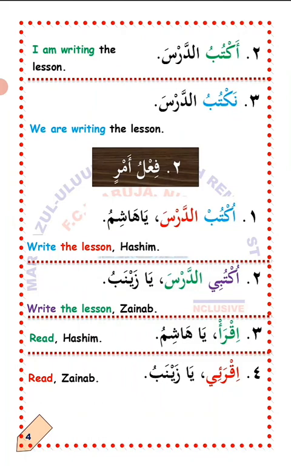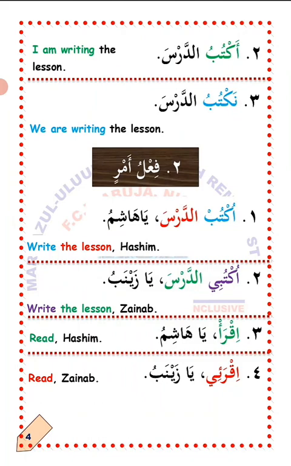Ithnan, number 2. Aktubu darsa. I am writing the lesson. The Hamza means I'm talking about myself. Aktubu darsa, I am writing the lesson. So aktub is an example of fi'lun mudari.